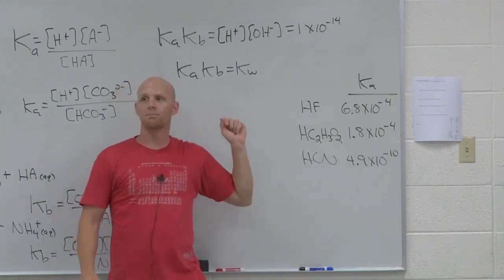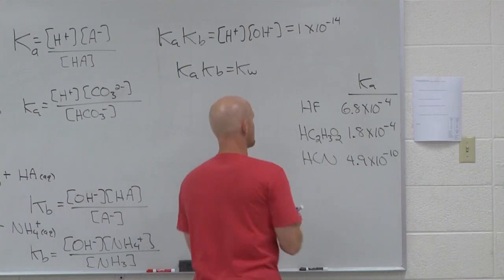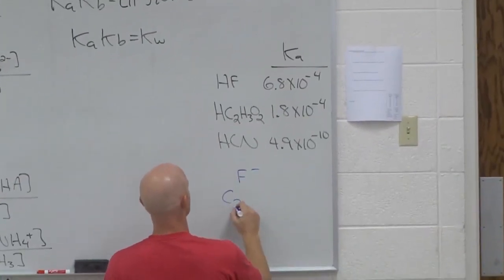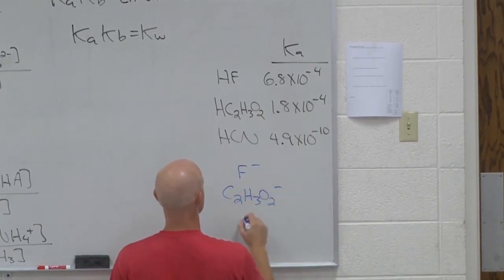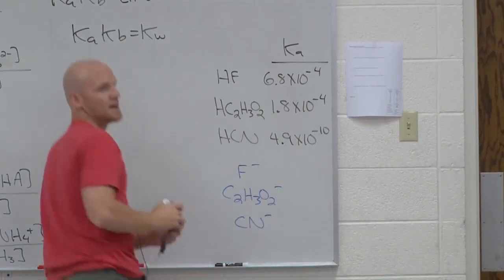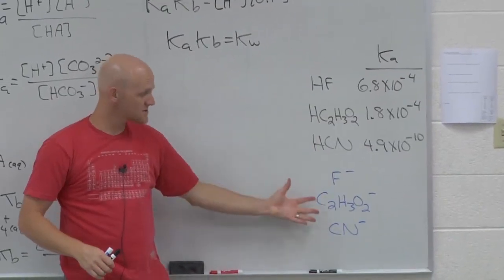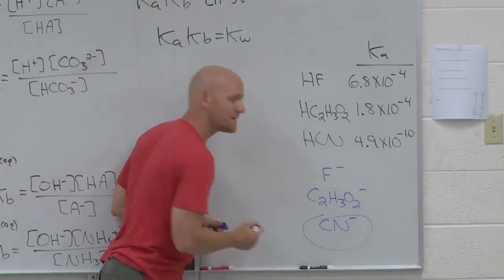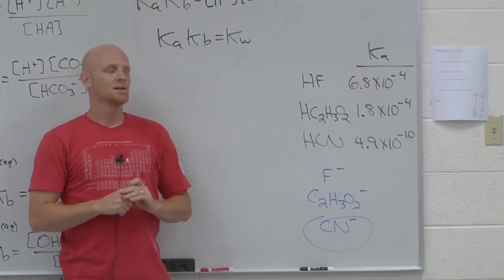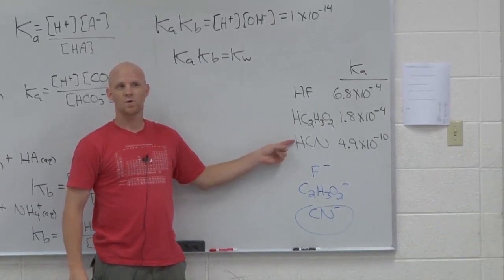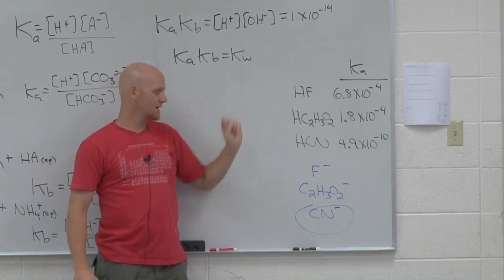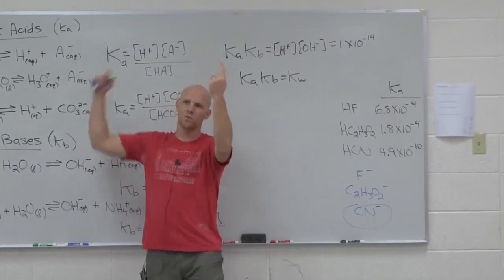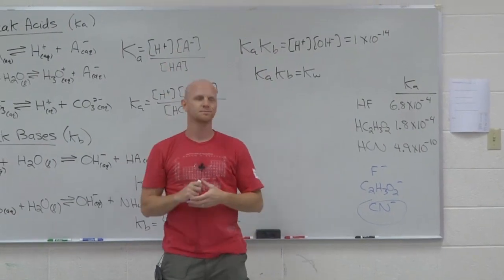But the other question you might get instead is you're still given this table, but the question says F minus, C2H3O2 minus, CN minus. And the question is, which one of these is the strongest base? Good. CN minus. Why? Because its conjugate acid is the weakest of the three. And so its conjugate base must be the strongest of the three. The stronger the acid, the weaker the conjugate base, and vice versa.